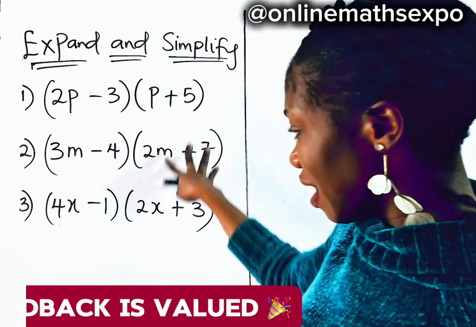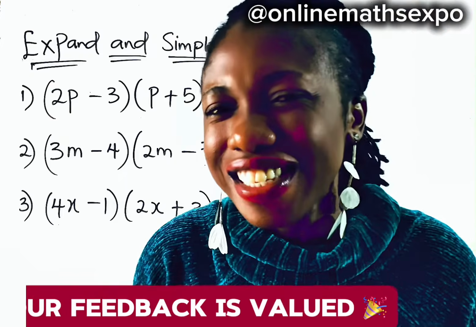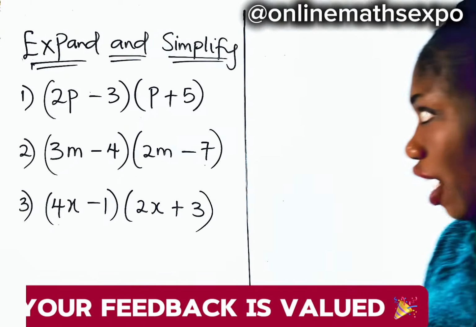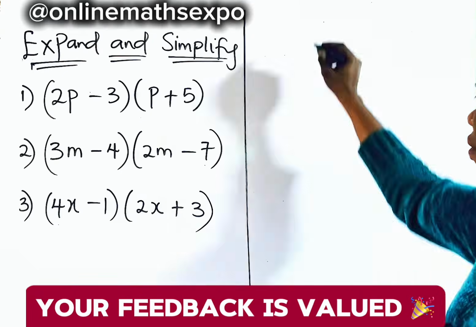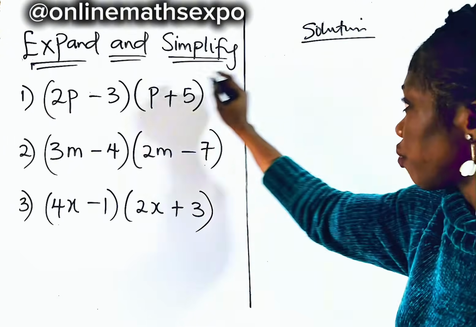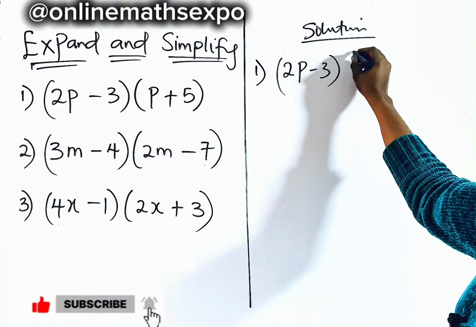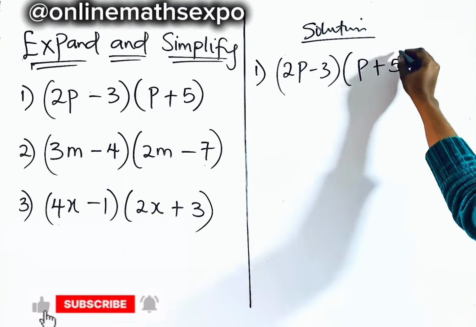And this is our quadratic expression. So we are asked to expand and simplify. It's just so easy. Now let's do this together. So to expand and simplify, we begin with solution. So the first one we have 2p minus 3 into p plus 5.